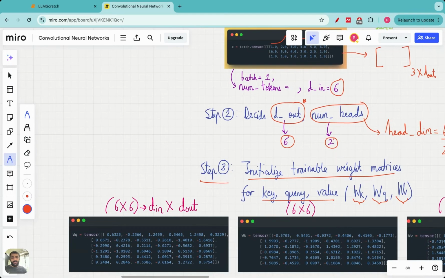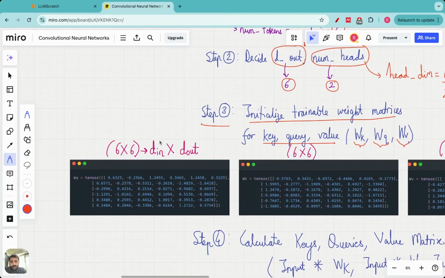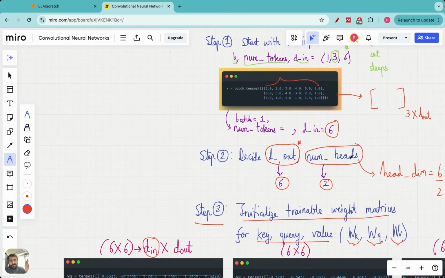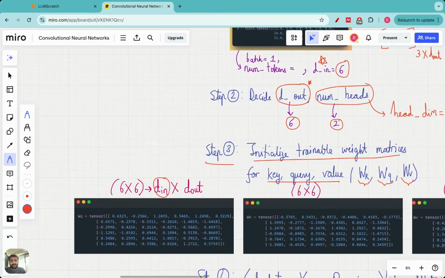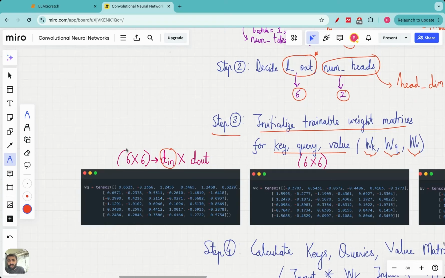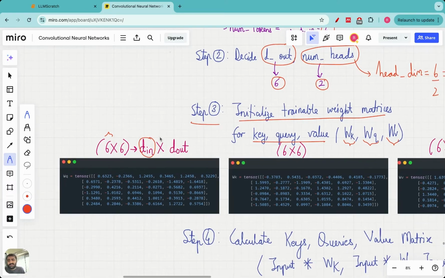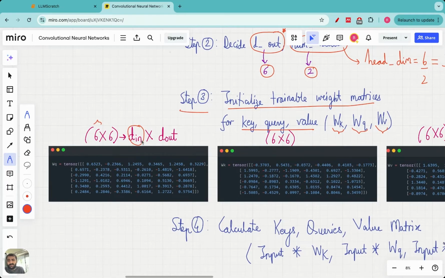So when you construct these trainable weight matrices for the keys, query, and value, their first dimension has to be equal to d in, because the last dimension of the input is d in, and for this input to be compatible with WK, WQ, and WV in multiplication, the first argument here needs to be equal to d in. So the dimensions of the trainable key, query, and value matrices are d in multiplied by d out, which is 6 by 6, because d in is equal to 6 and d out is equal to 6.